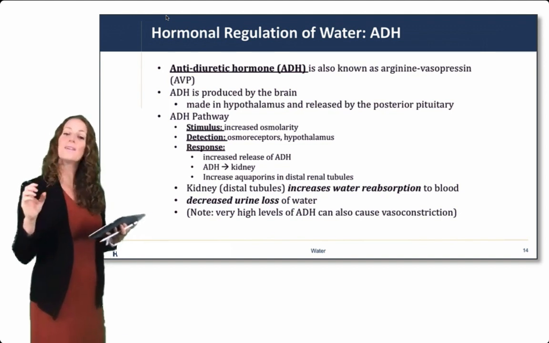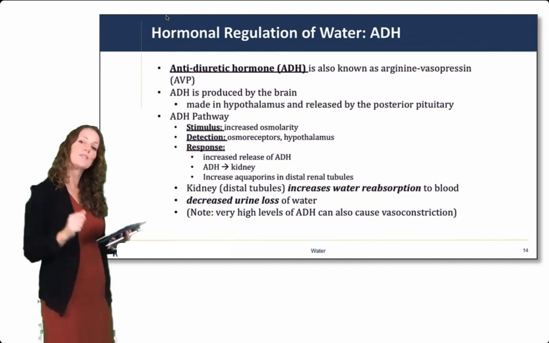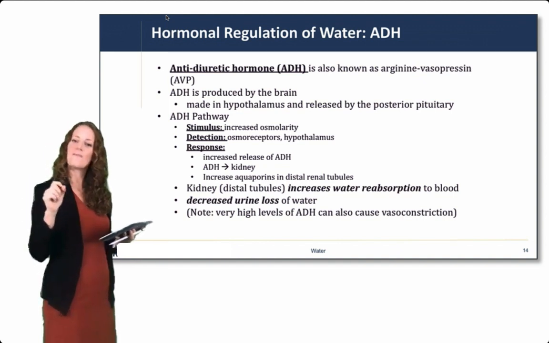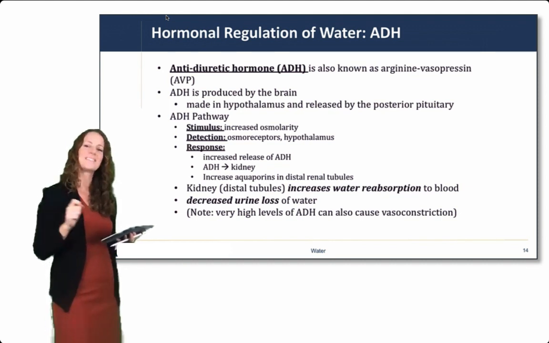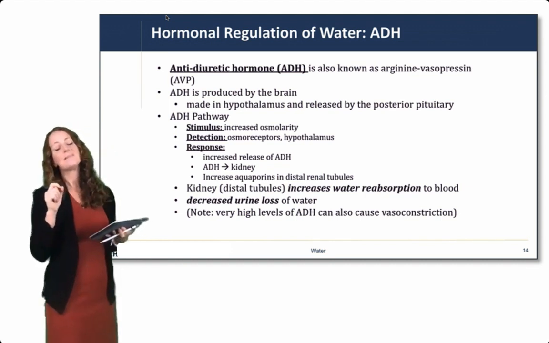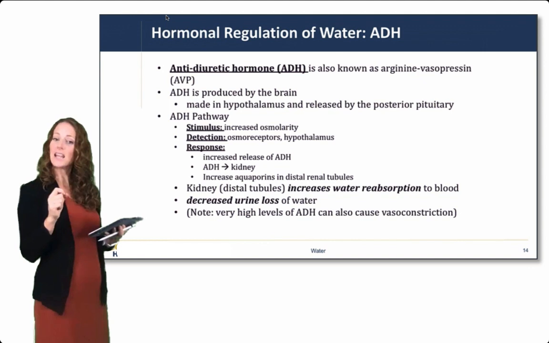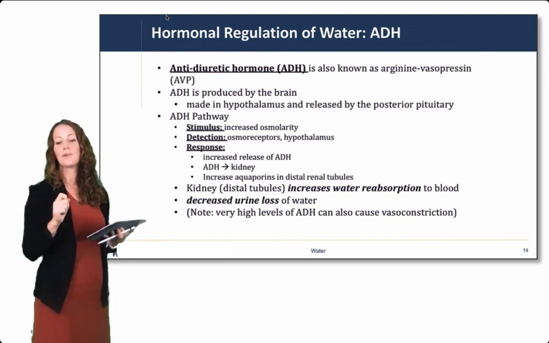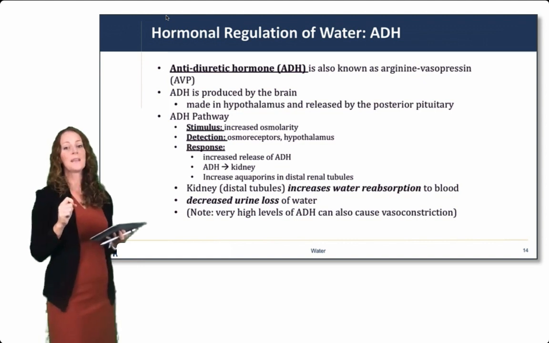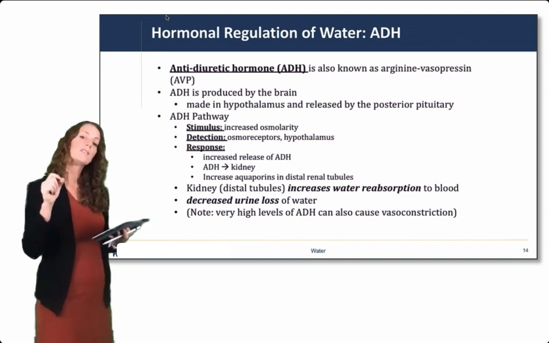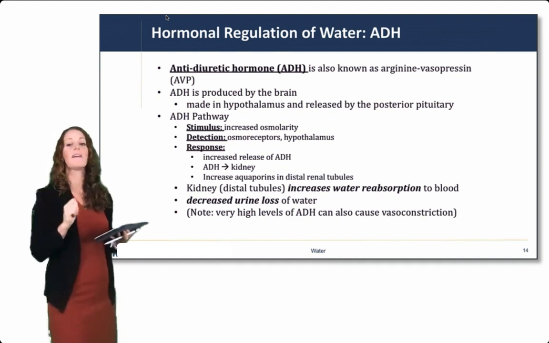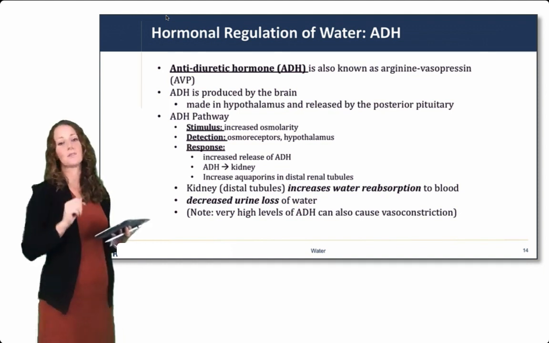You will also hear that ADH causes vasoconstriction, and that's part of its second known name, which is arginine vasopressin, or pressing on the vessels. It has to be very, very high levels of ADH to get vasoconstriction. It acts through a different receptor than that receptor that's in the kidneys, and that receptor is much less sensitive to ADH, meaning that you need very, very high levels of ADH to get vasoconstriction.